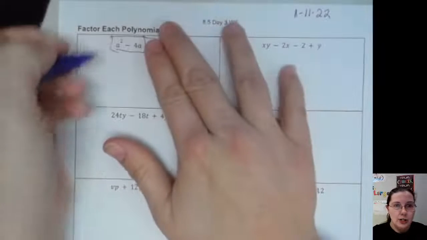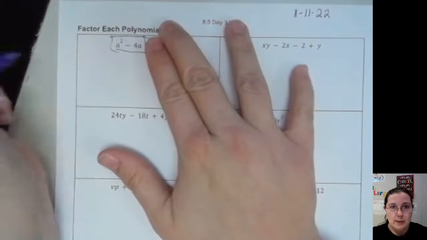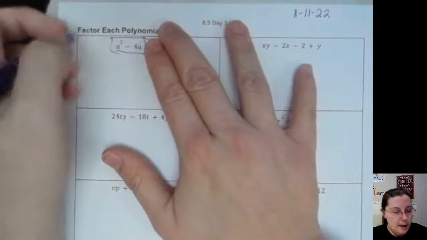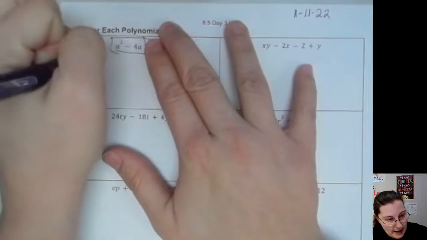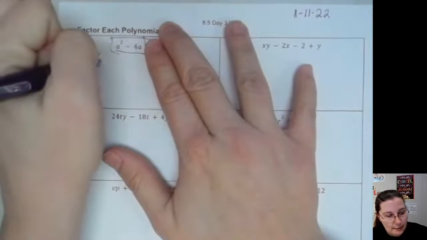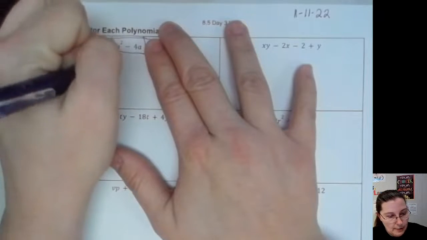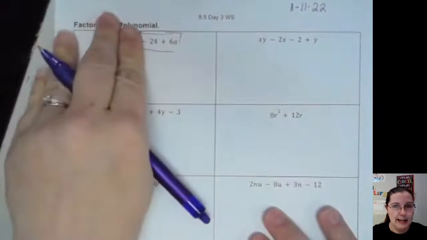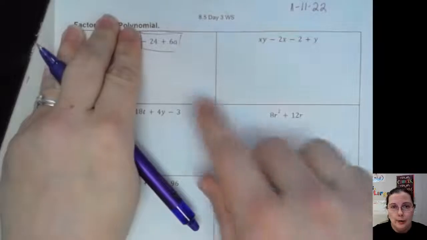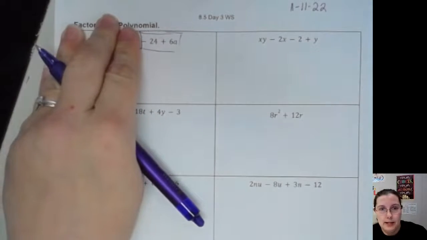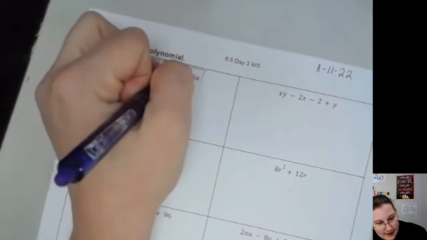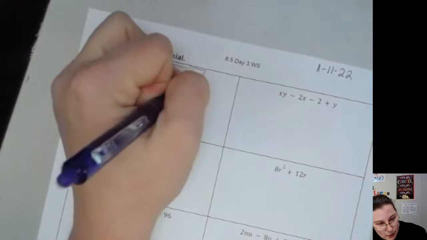So when I look just at this part of this expression, a squared minus 4a, my greatest common factor is going to be a. And so when I pull an a out, I'm going to be left with a minus 4. And so now I'm going to take a look at this side. Well, this side is not written in standard form, so I'm going to go ahead and rewrite it so I know what I'm looking at. This will be 6a minus 24.